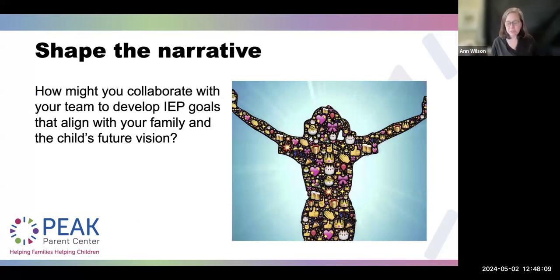So think about shaping the narrative. Say you want to be collaborating with your team to develop these goals, but think about what you can show the team that they may not be seeing. Or sometimes if the team is seeing something, you might have information or examples that counterbalance that information. So really think about, if you feel like they're not seeing your child the way you would like them to, what input can you provide that might shape that narrative? Sometimes we focus on telling, but thinking about ways to show can be really helpful.